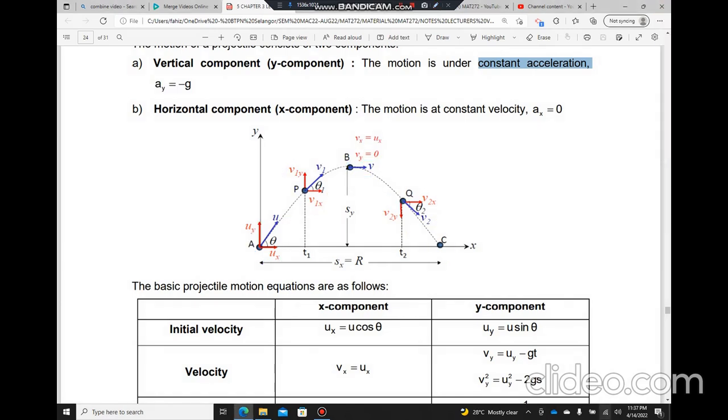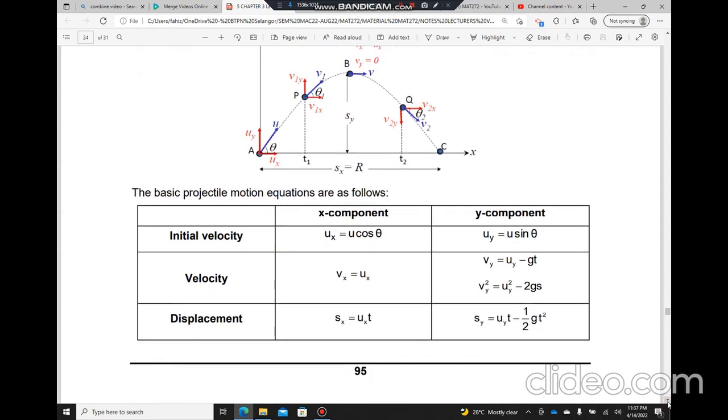The basic projectile motion equations are as follows. Okay, so kita kena based on this basic. Kita ada initial velocity u, velocity v, and displacement s. Okay, this one kita still consider formula yang kita dah belajar sebelum ni. Cuma beza since dia ada angle, untuk initial velocity for x component, ux equals to u cos theta and uy is u sin theta.